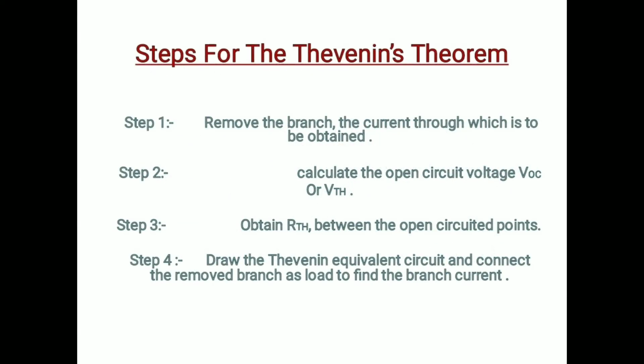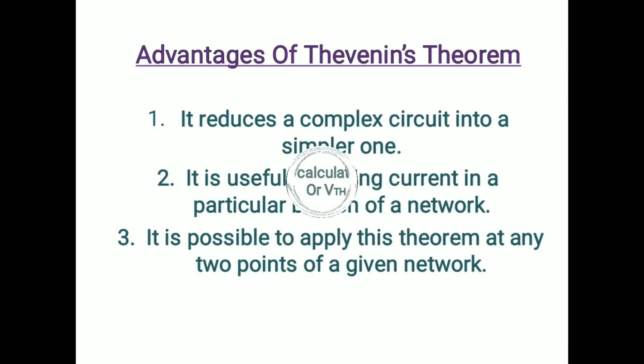Second, steps for the Thevenin's theorem. Step 1. Remove the branch the current through which is to be obtained. Step 2. Calculate the open circuit voltage VOC or VTH. Step 3. Obtain RTH between the open circuited points. Step 4. Draw the Thevenin's equivalent circuit and connect the removed branch as load to find the branch current.